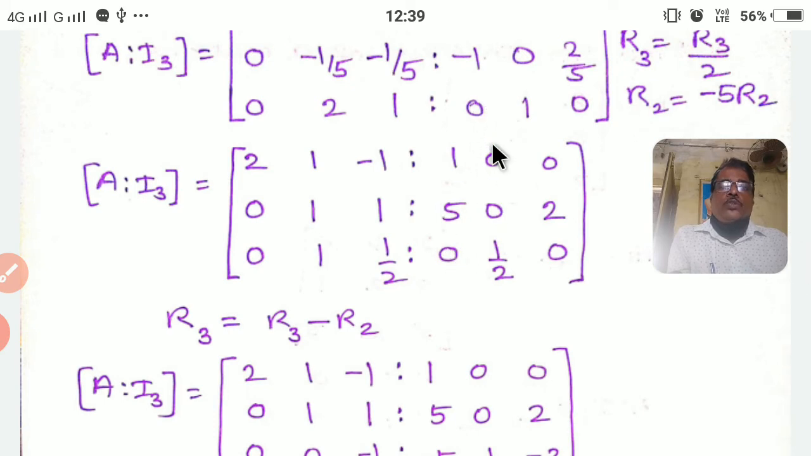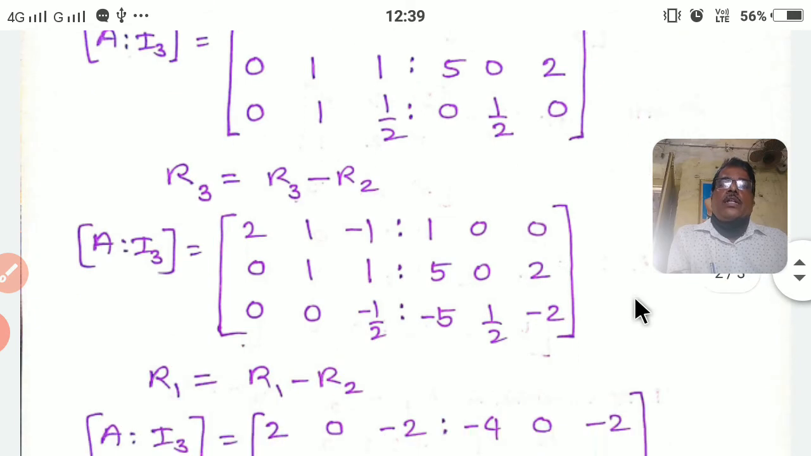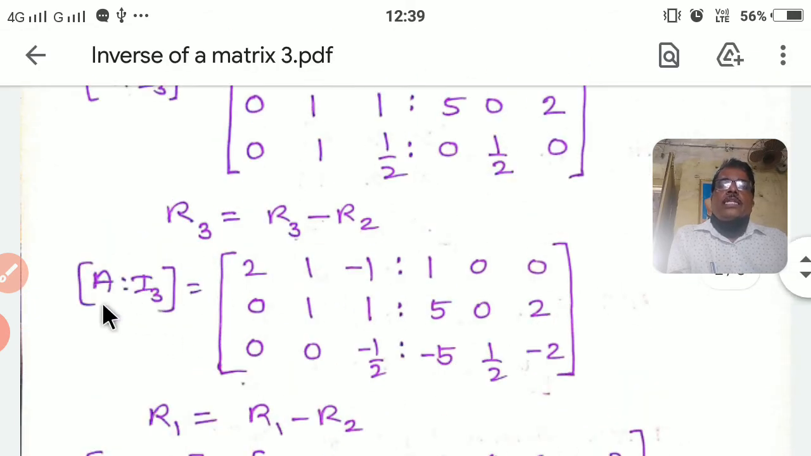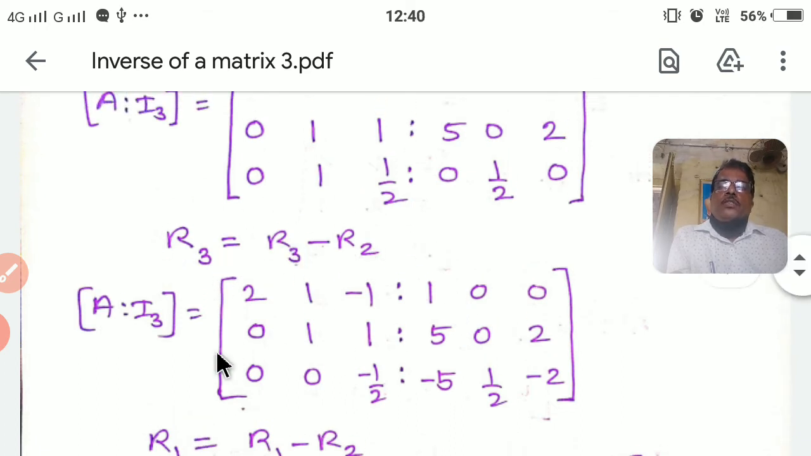So R3 by 2 means 0 by 2 is 0, 1 by 2 and 0. Okay, so these we'll get. Next we carry out this operation, R3 is equal to R3 minus R2. So R3 is 2 1 minus 1.